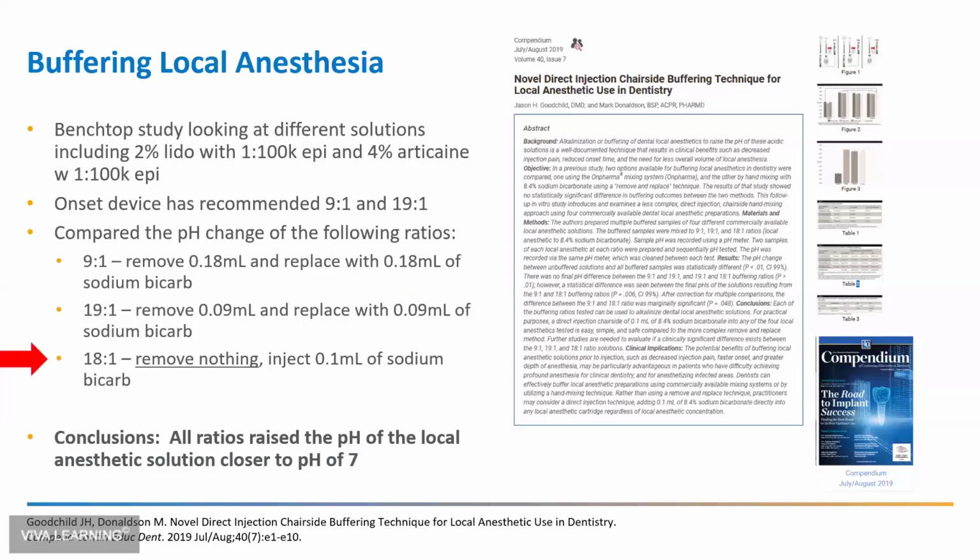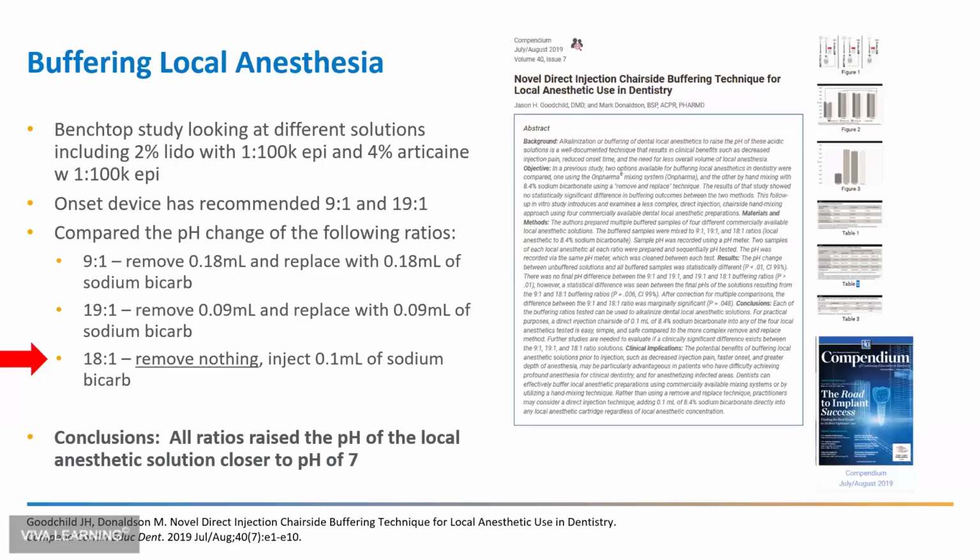I compared a 19:1 ratio, which is 0.09 mLs, half of the bicarb, where I took some out and put some back in. And then the last one was I just had an idea: instead of removing some of the local anesthetic and replacing it with bicarb, couldn't I just inject some bicarb into the local anesthetic? Instead of a remove and replace, I called this the direct injection technique, which is, again, I didn't take anything out. I just put some bicarb in the local anesthetic cartridge. There's a little bit of extra headspace, and I wanted to see if I could just put 0.1 mLs of sodium bicarbonate into the local anesthetic cartridge, and would it work?